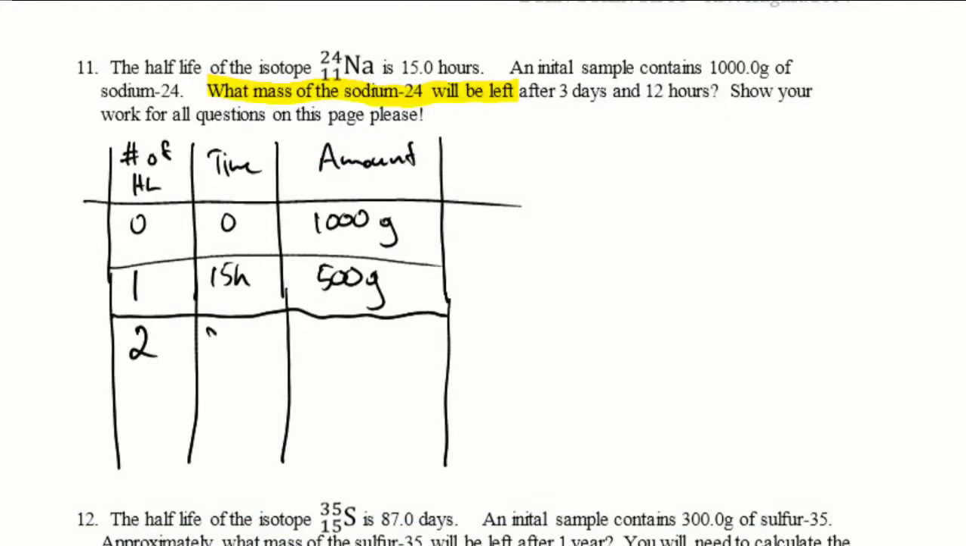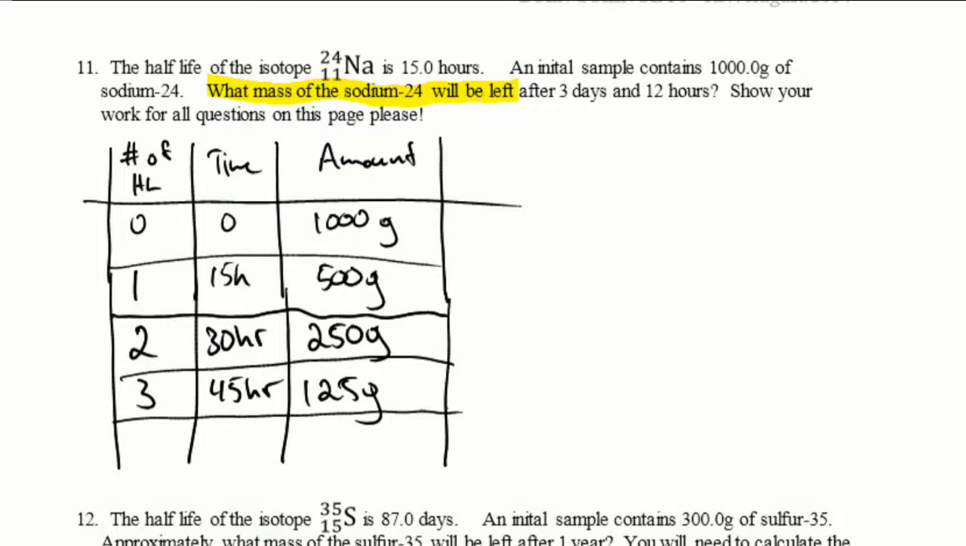So 2 half-lives is 30 hours, and I'm down to 250 grams. And 3 half-lives is 45 hours, and I'm down to 125 grams. 4 half-lives, not 50, 60 hours. And what am I down to? 62.5 grams. And I can just plug away like that.